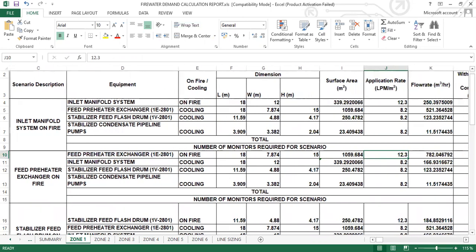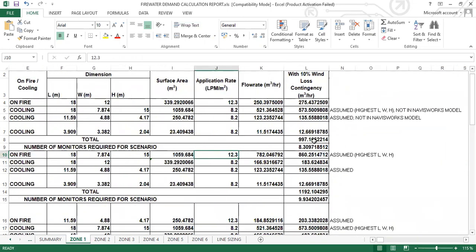And so when you're done with calculating, you look at each scenario. In this one scenario, I came up with 999.16 cubic meters per hour. But you need to also factor in 10% wind loss contingency. That's part of the design basis. The design basis requires that we do that.